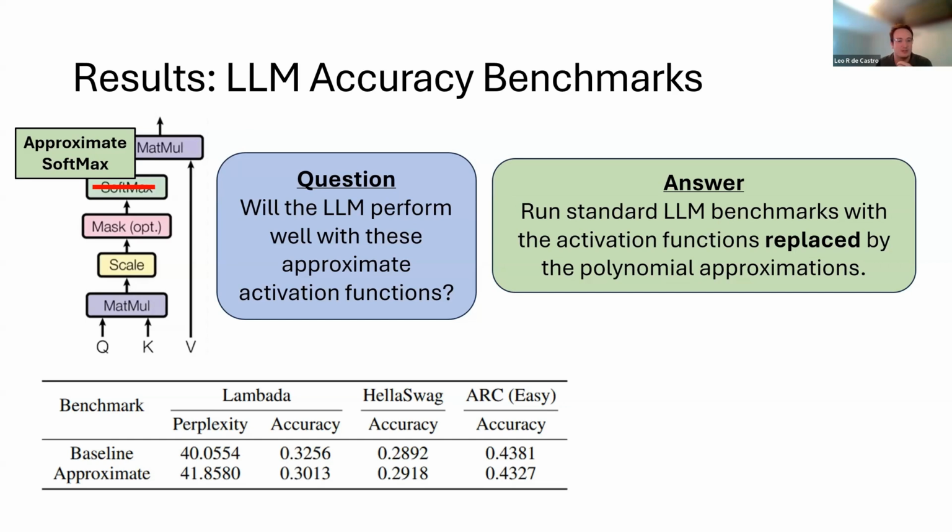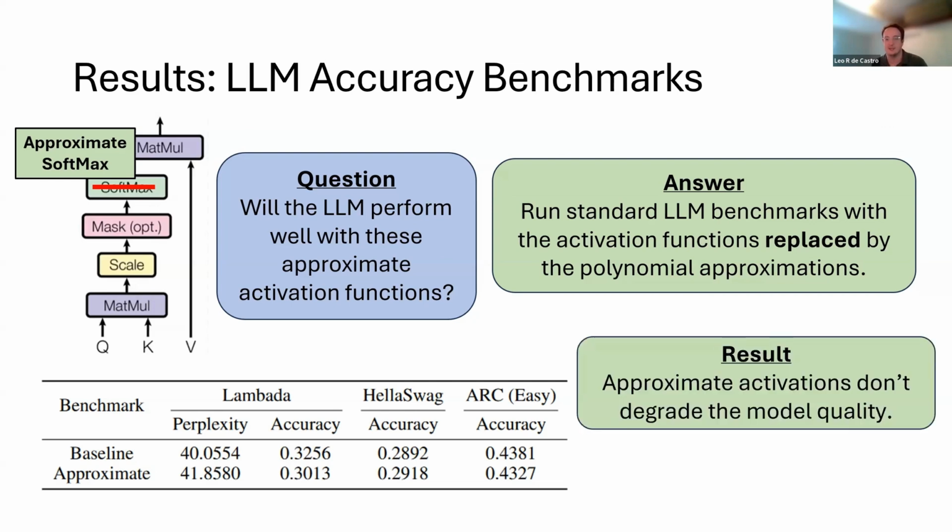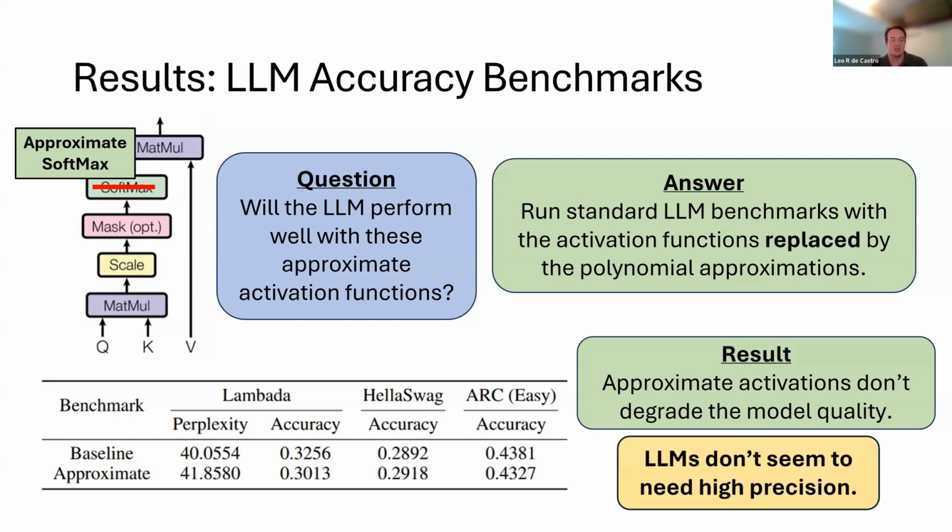I mean, we had to do quite a bit of work to dial in a lot of the hyperparameters for these approximations to get to these numbers. But the point is that we can get approximations that don't degrade the model quality. This is not a fully general result. This does seem to rely on the fact that LLMs don't seem to need very high precision. This is corroborated by some quantization research where you can really squeeze the precision of LLMs and still get decent accuracy.